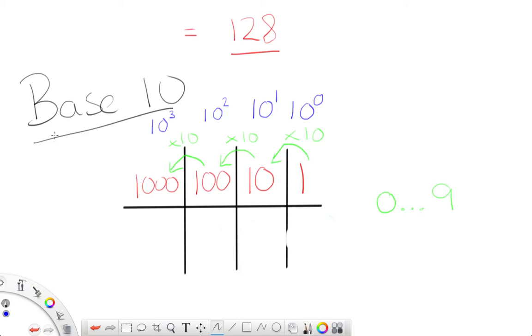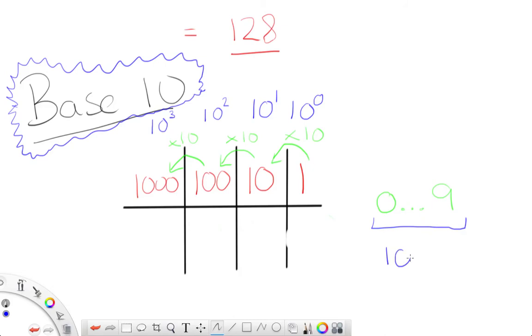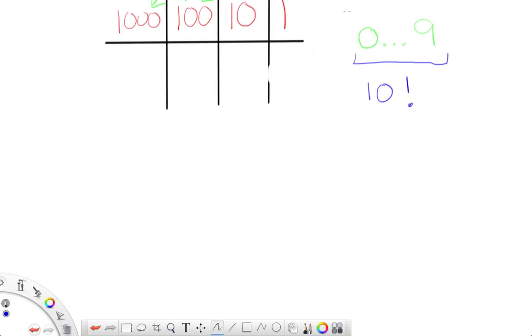So here we have base 10. This is the number system you're used to working with, and you've learned for many, many years now. It works using these columns, which are all powers of 10. There are also 10 possible digits: 1 through to 9, plus 0, makes 10 possible digits. So 10 is a big number here. Each column is a power of 10, and there are 10 possible digits that can go into each column. That's base 10. Now computers, unfortunately for us, don't use base 10.